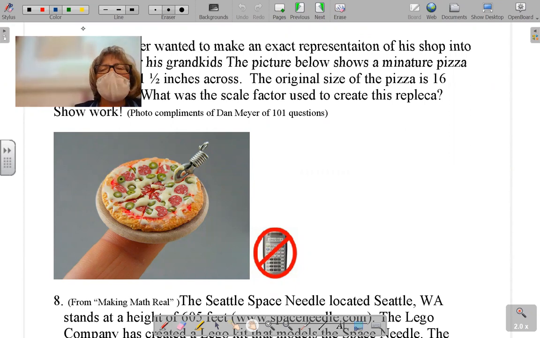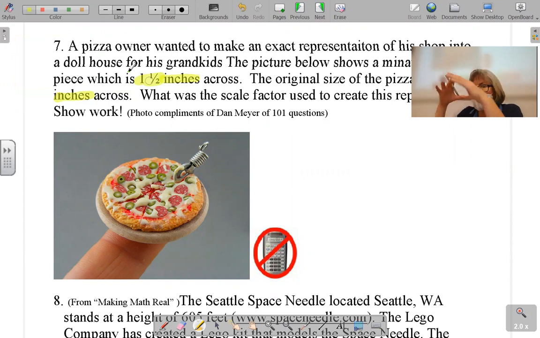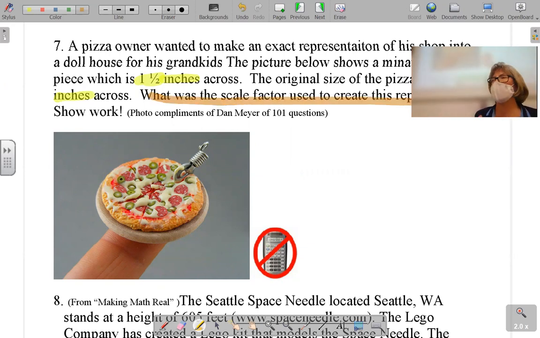Okay, Junio, real quick. Do we have to worry about units? No. Why? Because we're using inches for both. So the first good news is we don't have to mess with units. Are we trying to find the scale factor of real life down to replica, or going from replica up to real life? Look logically. The question is, are we trying to find the scale factor used to go from the real pizza down to the replica, or what is the replica compared to the real pizza?